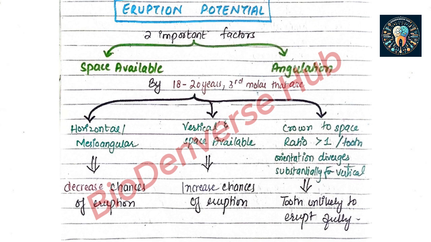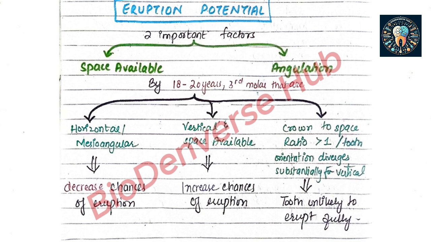The second important factor that will determine the eruption potential is the angulation. By 18 to 20 years, third molars that are horizontal or mesioangular have decreased chances of erupting into a normal position. Those that are vertical, with the required amount of space available, have increased chances that the tooth will erupt. Now if the crown to space ratio is greater than 1 and the tooth orientation diverges substantially from vertical, the tooth is unlikely to erupt.